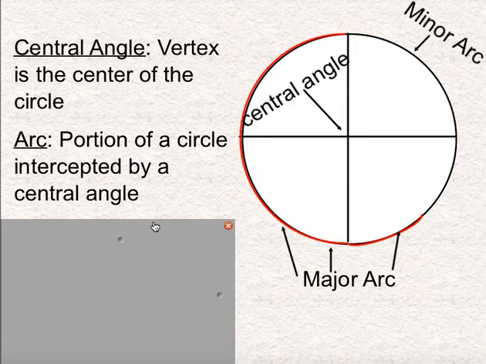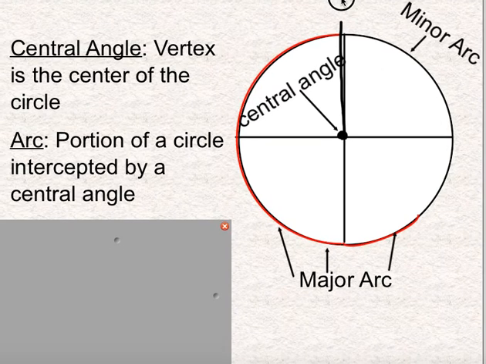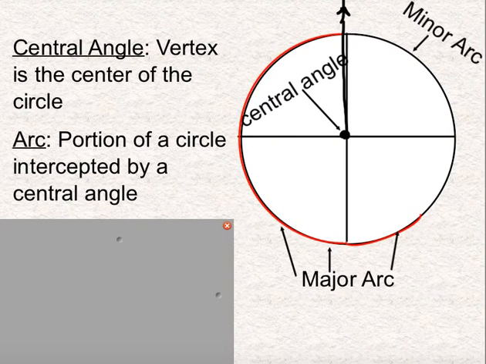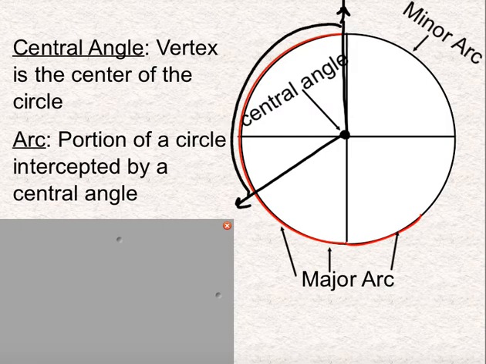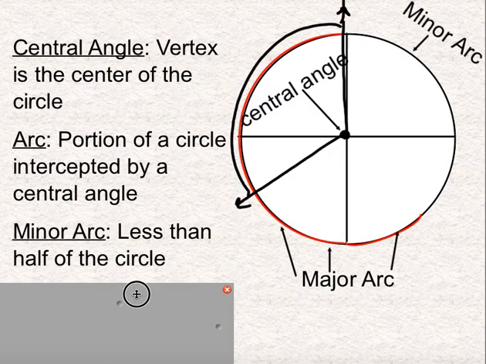So let's say I have an angle that goes from the center of the circle up this way, and let's say it ends at about here. Well, that would mean that this arc from here to here is what is being intercepted by that central angle. Now, we can define that arc in a couple different ways. One, if it is less than half of the circle, which what I just drew is, we call that a minor arc.